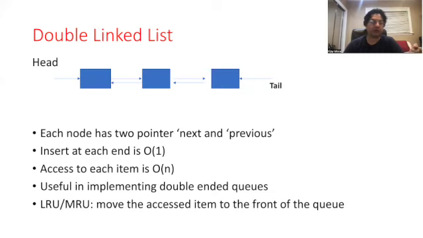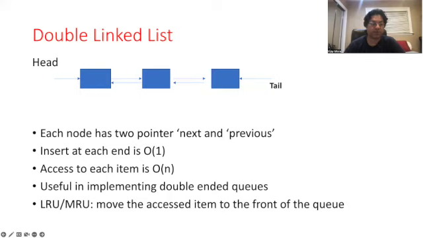Access to each item is still order of n in the doubly linked list, because you have to traverse the list to access that particular item. So in general, it is order of n in the average case.